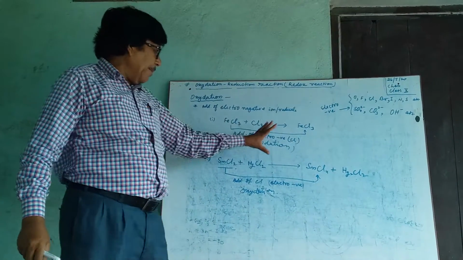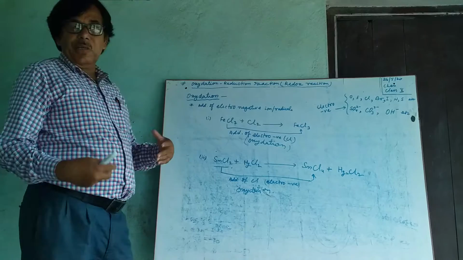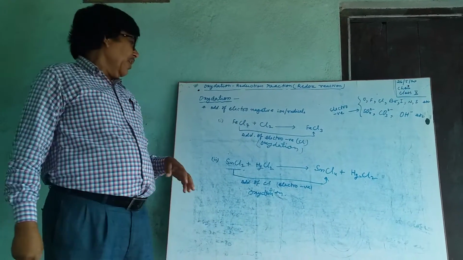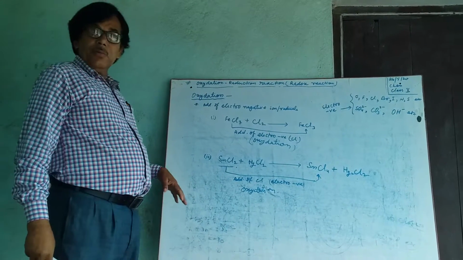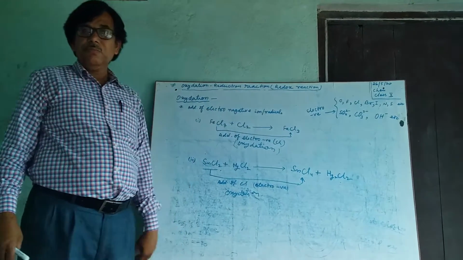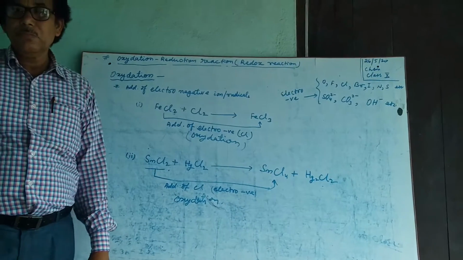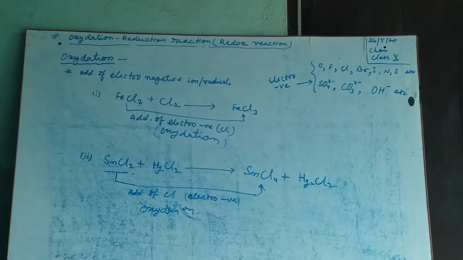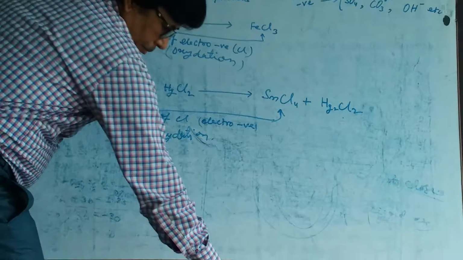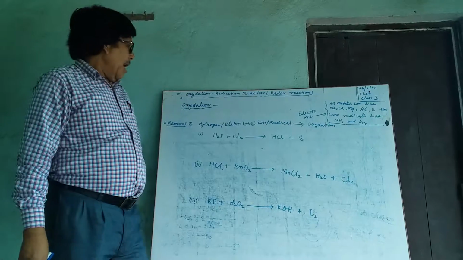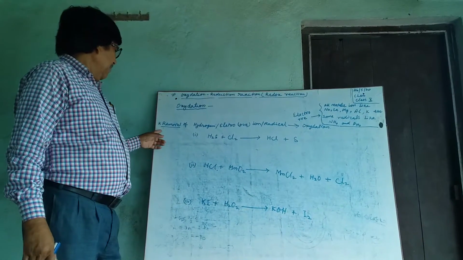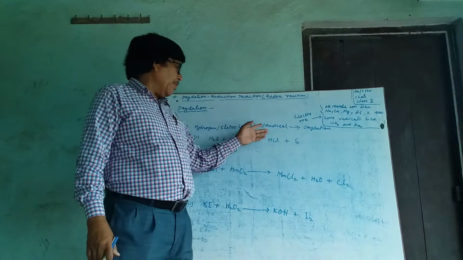We have taken two examples. Next we will see removal of hydrogen and removal of electropositive. But before taking the example, we will erase this. Understand oxidation by taking three examples here. First we have taken removal of hydrogen.